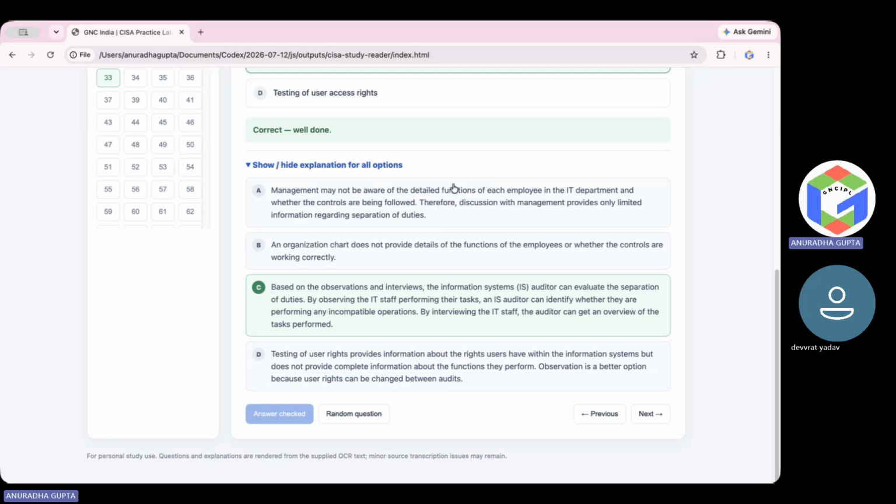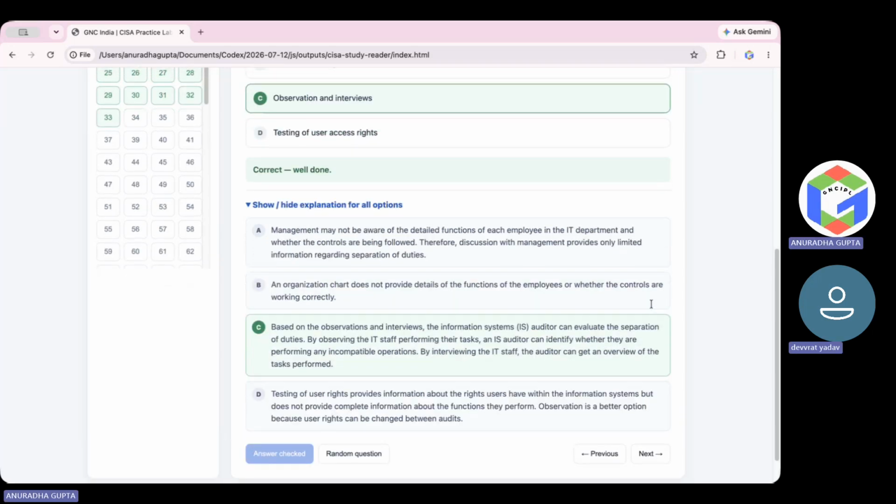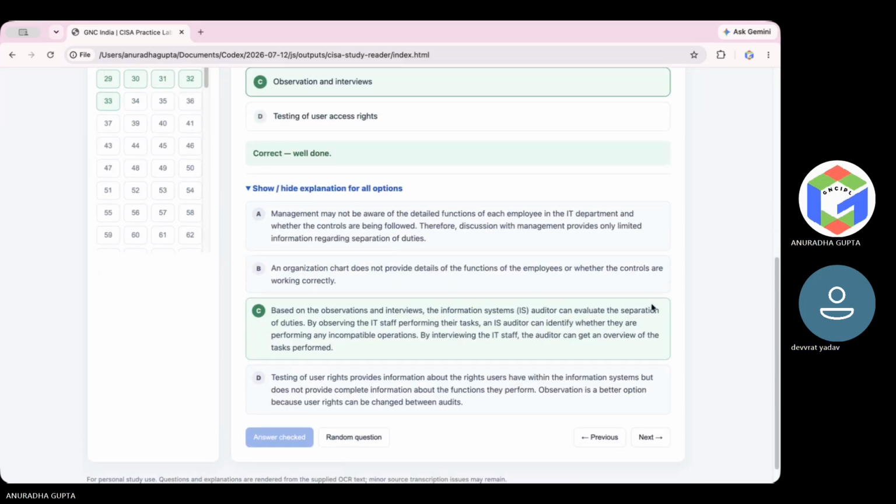Testing of user access rights provides information about the rights users have within the information system, but does not provide the rest. Okay, clear? Understood? Got it. Okay, fine.